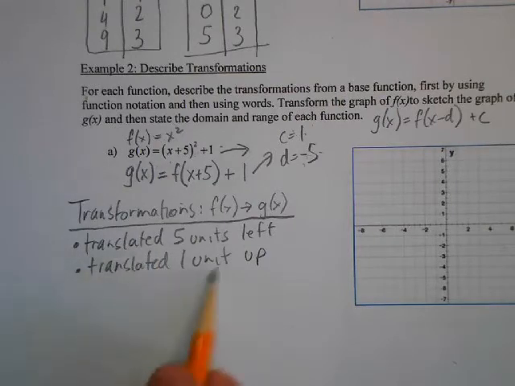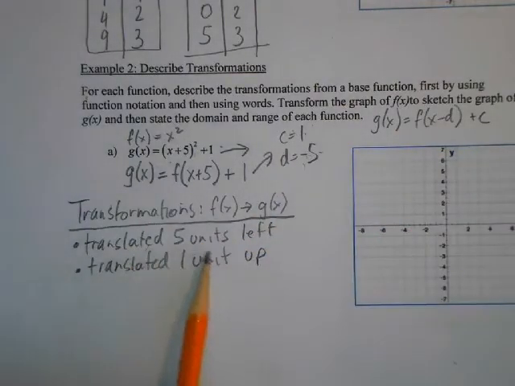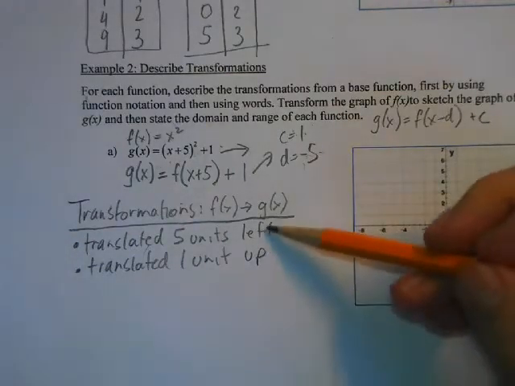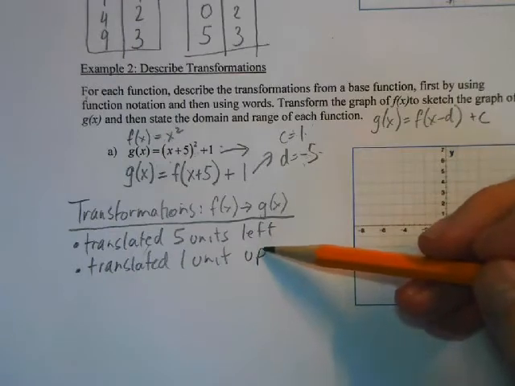Okay, now you could, if you wanted to, I'm totally fine with this, you could combine these two statements into one. You could just say translate 5 units left and 1 unit up. Okay, and the order you do these, at least in terms of the description, doesn't matter. Okay, you could put the up first or the left first. It doesn't matter.